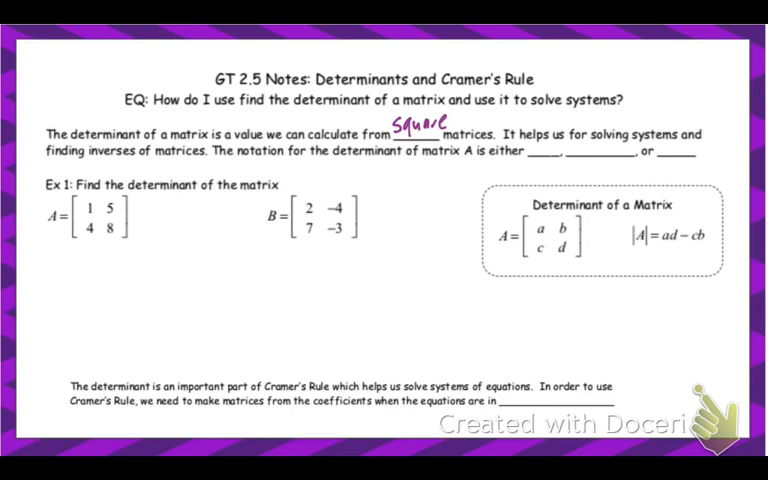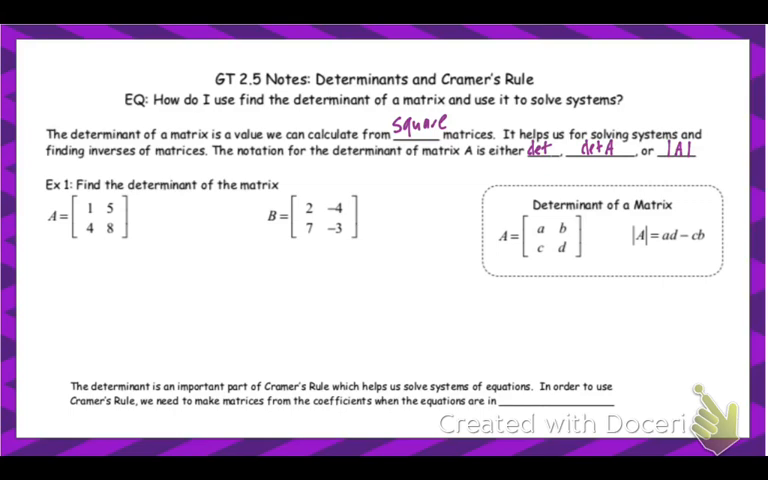So the notation for determinant, you'll see it a couple ways. You may just see DET, you may see DET and then the letter of the matrix, or what we'll probably see the most often is just those straight bars that look basically like absolute value. And in terms of matrices, that actually just means determinant.